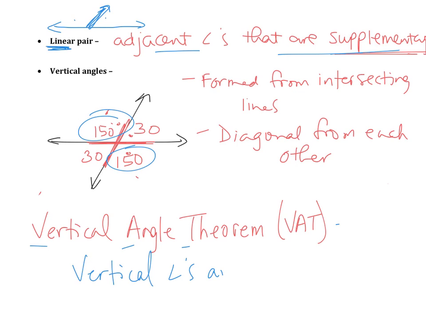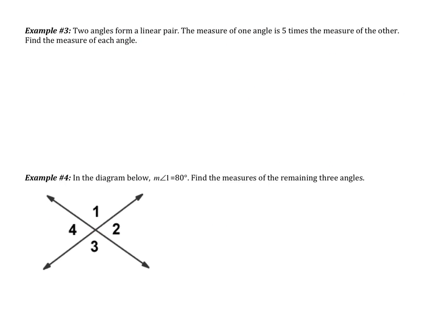angles are congruent. Okay, and we're especially going to use that concept when we get to chapter 4 and we start talking about proofs. Okay, vertical angles are congruent. We'll even do it a little bit in chapter 3 with proofs. Okay, so vertical angles are congruent. All right, the next page up at the top.